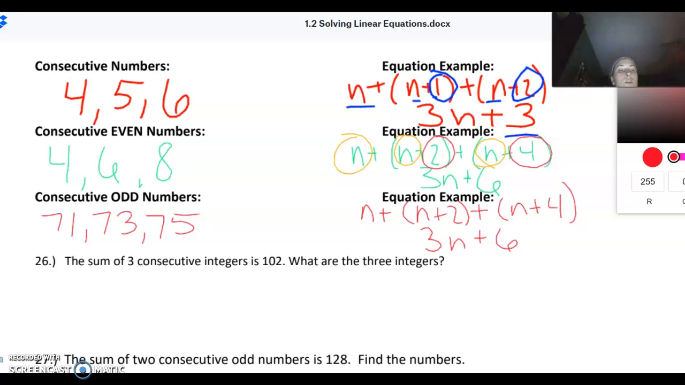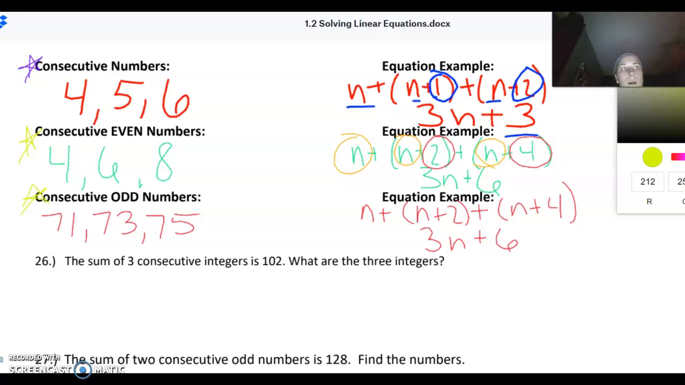All right, so if you want consecutive numbers, you will use 3n plus 3. If we want consecutive even numbers or consecutive odd numbers, we're using 3n plus 6. Okay?